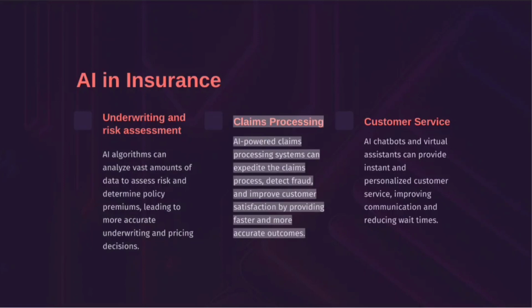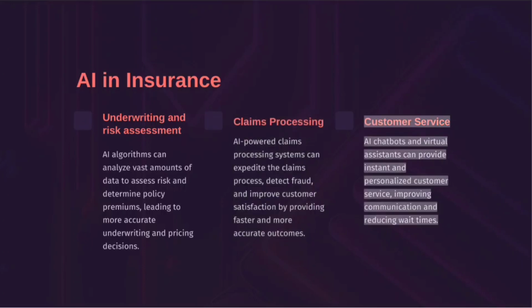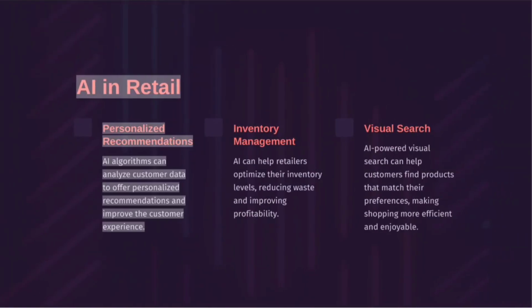Claims processing. AI-powered claims processing systems can expedite the claims process, detect fraud, and improve customer satisfaction by providing faster and more accurate outcomes. Customer service. AI chatbots and virtual assistants can provide instant and personalized customer service, improving communication and reducing wait times.